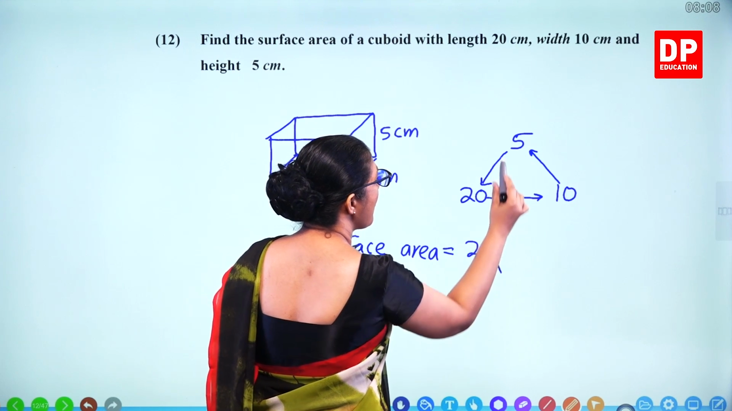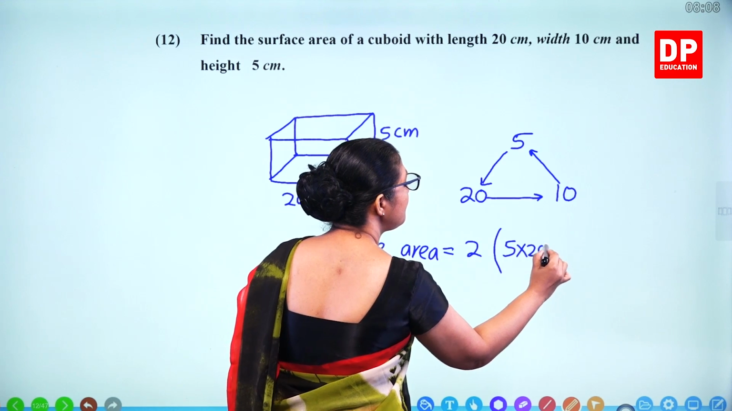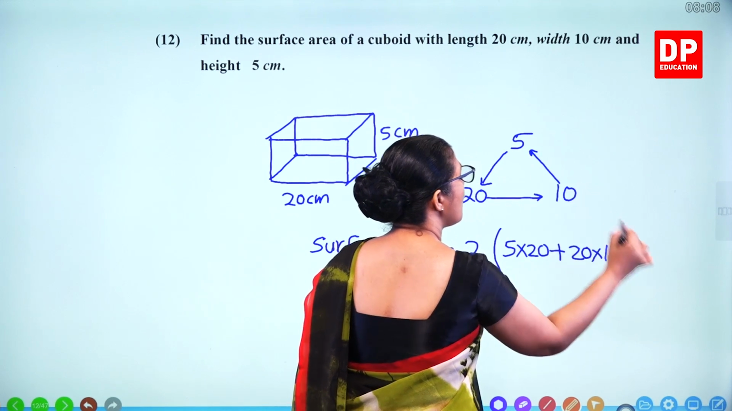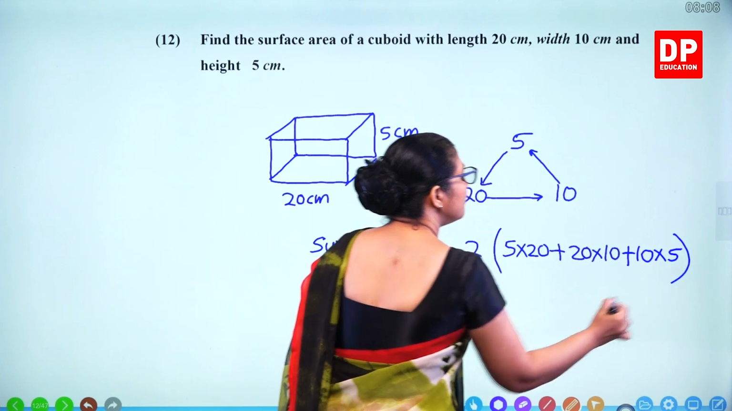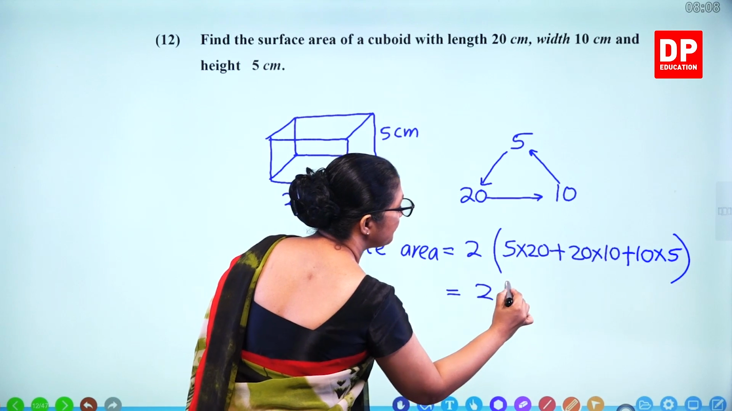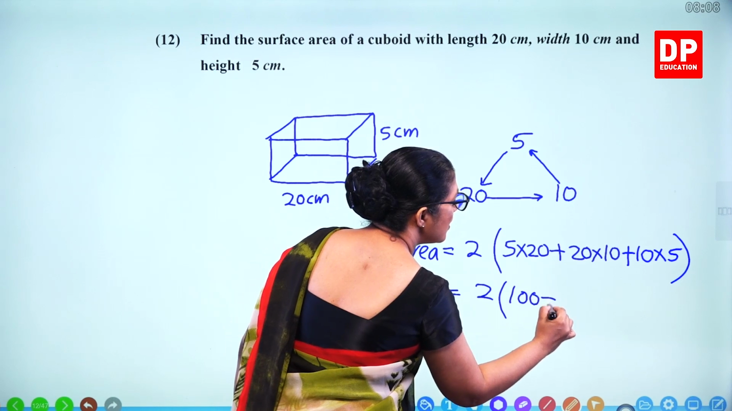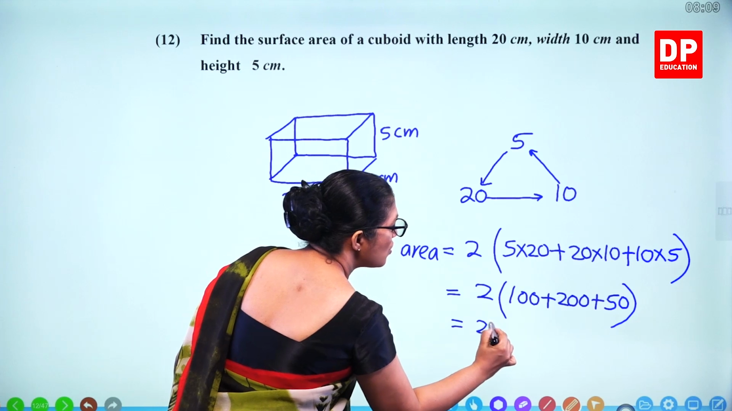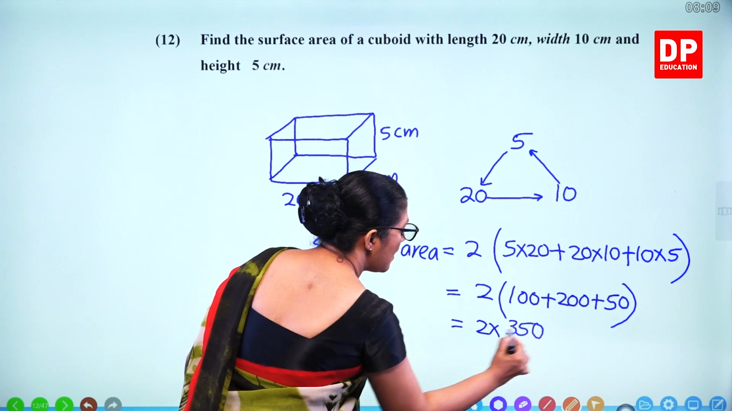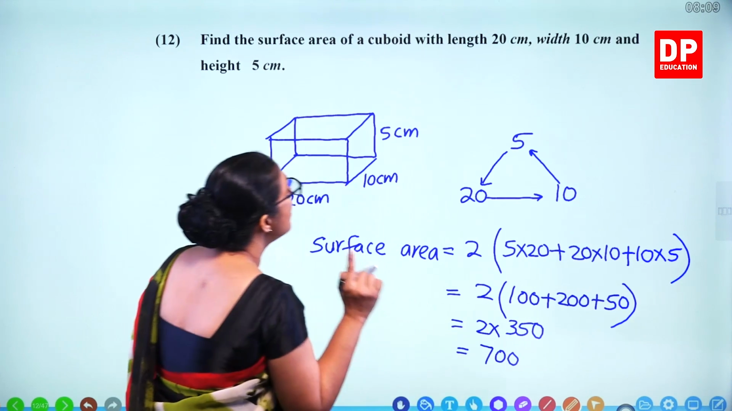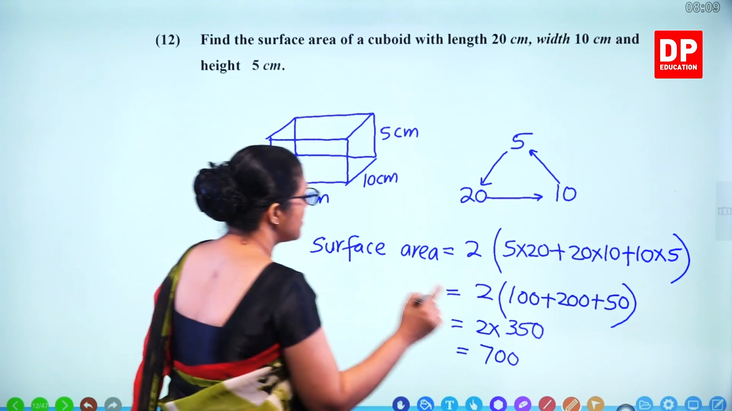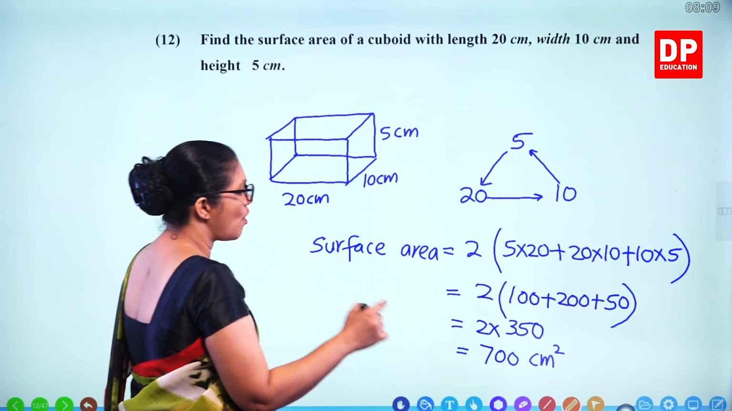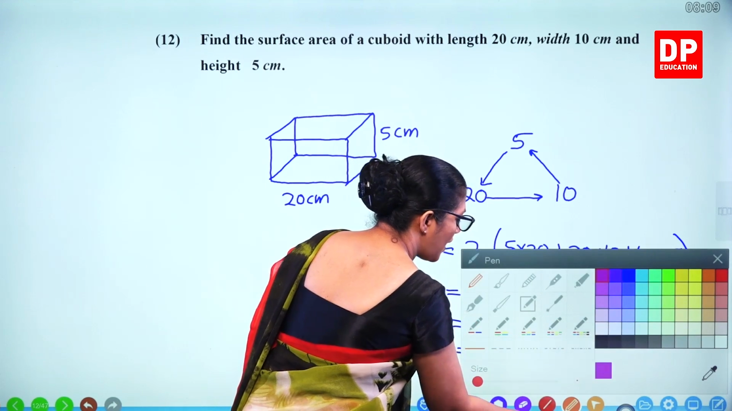2 times 5 with 20, 20 with 10, and 10 with 5. So what's the answer? 100, 200, and 50. So you get 2 times 350, that's 700. And what's the unit? Centimeter squared, is the surface area of the cuboid. So 2 marks for that.